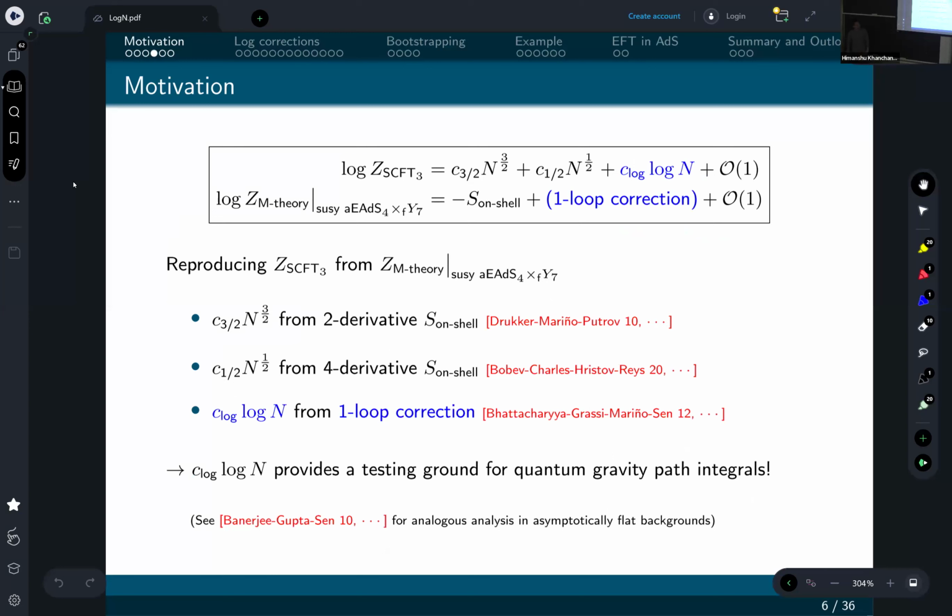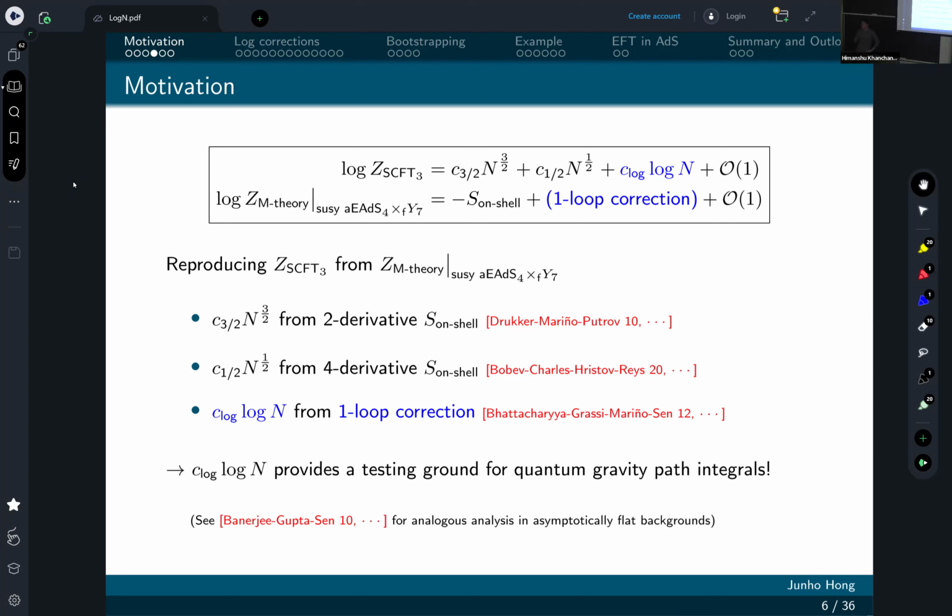And indeed, the result from the localization has been reproduced from the gravity path integral, at least for the first three terms in many literature. The leading N^{3/2} term was reproduced from the two-derivative on-shell action of the effective four-dimensional supergravity theory arising from consistent truncation. And the next N^{1/2} term was reproduced more recently, again from classical interaction, but at the four-derivative level. And the log N term was reproduced from not just classical interaction, but one-loop corrections on the gravity side.